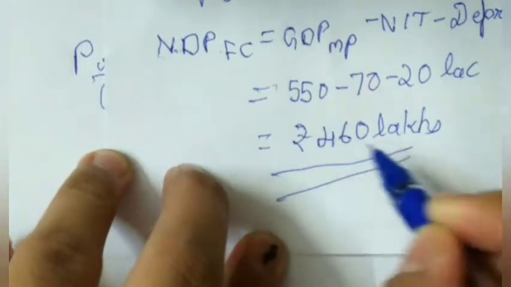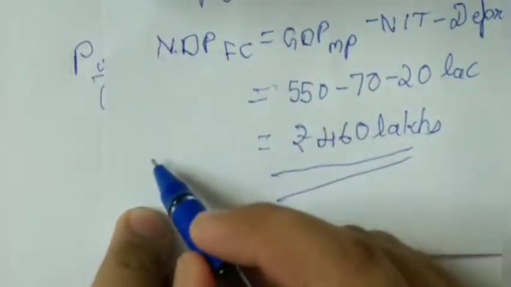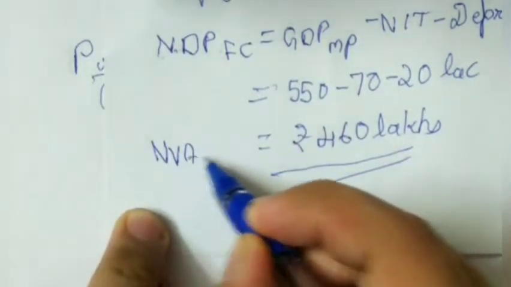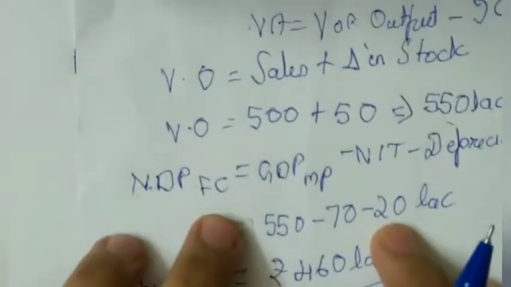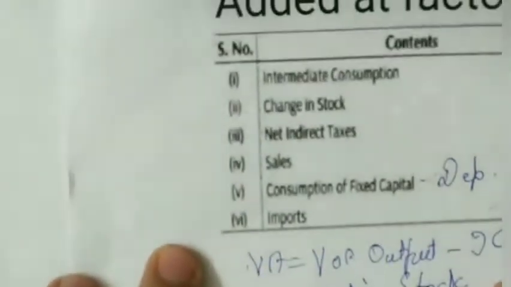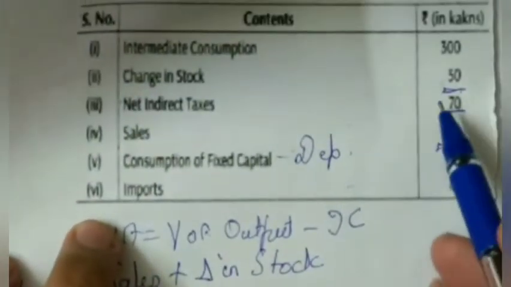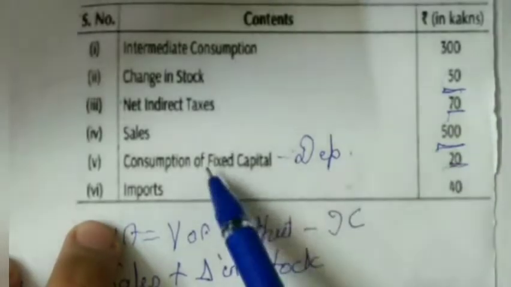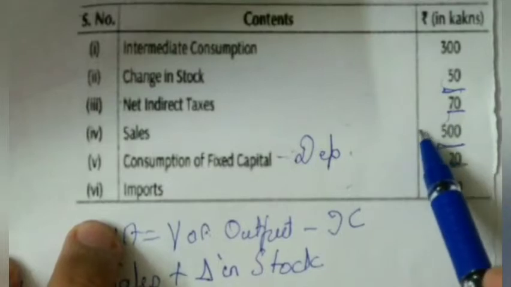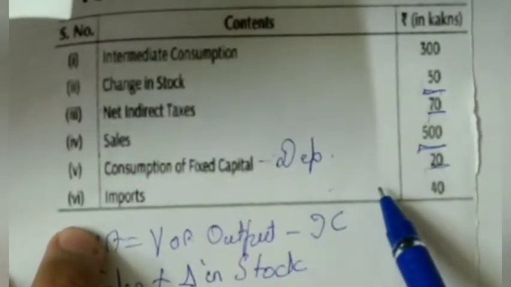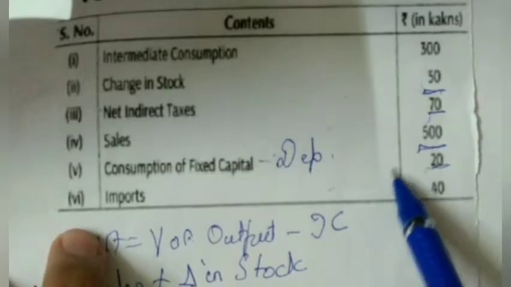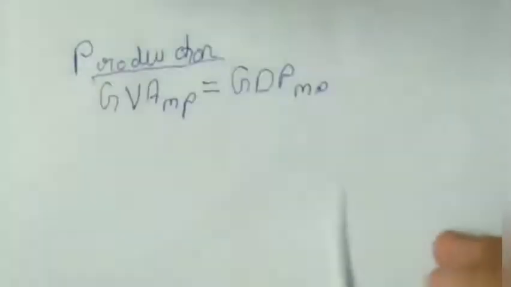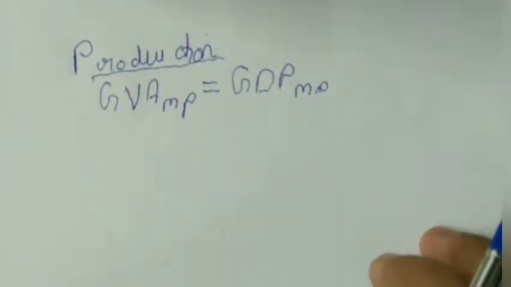So net value added at factor cost will be equal to 460 lakhs. How do we calculate? Sales is equal to 500 plus change in stock is equal to 50 gives gross value added is equal to 550, minus net indirect taxes 70, minus depreciation of 20, will give NVAFC. This is the first question we have for our discussion.